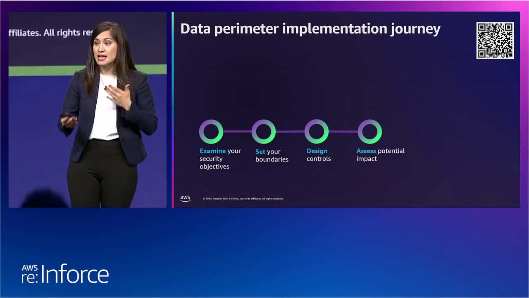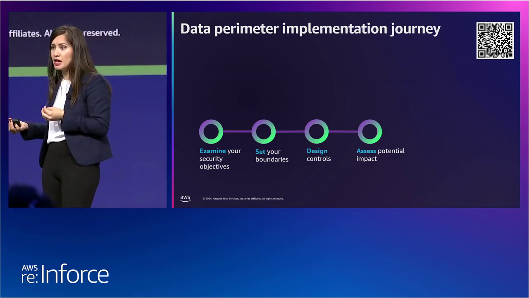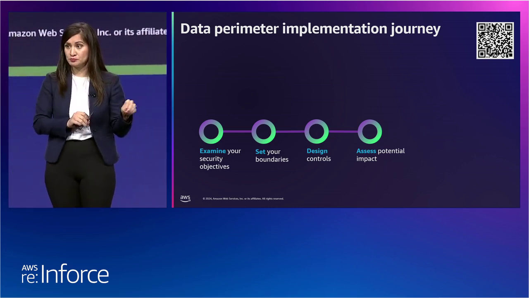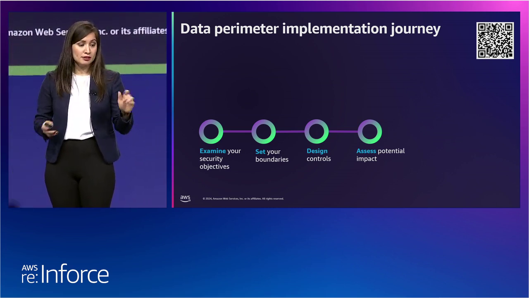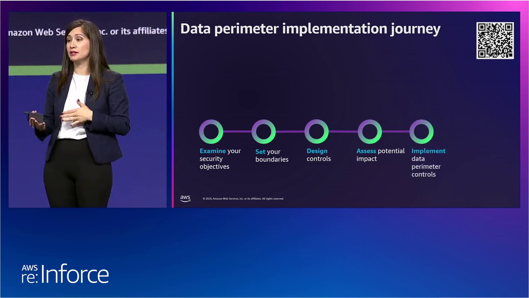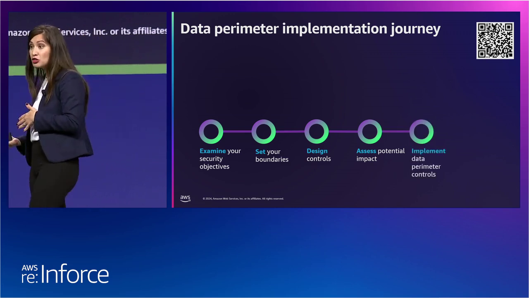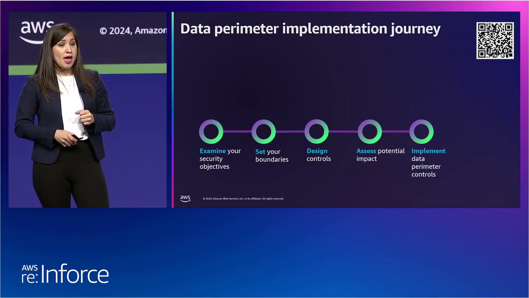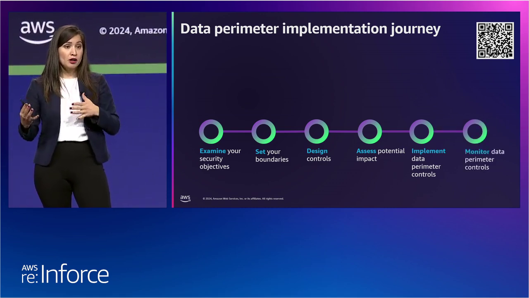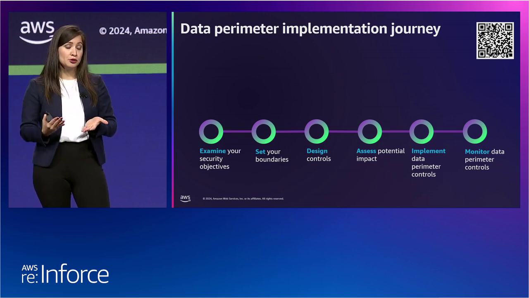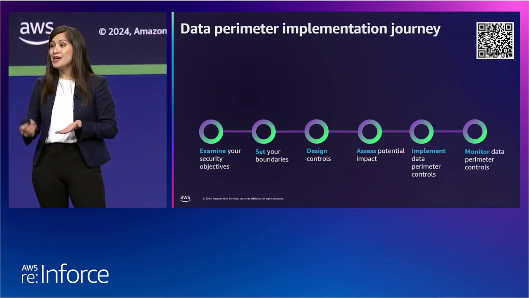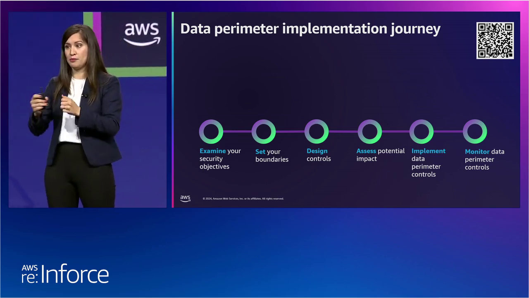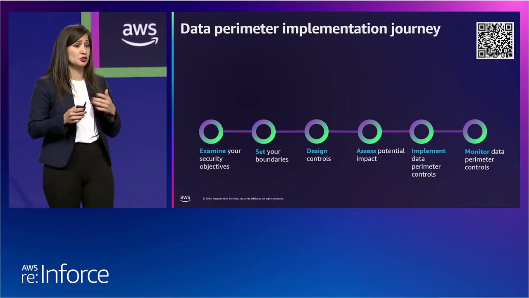Also, when you do this assessment, you might pick up access patterns that you missed during the initial design of controls. When the assessment is done, then you can start implementing data perimeter controls. You can add those controls to your automated process, to your operations. And as your company evolves, you always need to continue to monitor those controls to make sure that they still align with your requirements. Now, this is a journey.